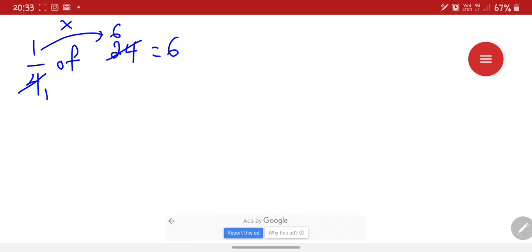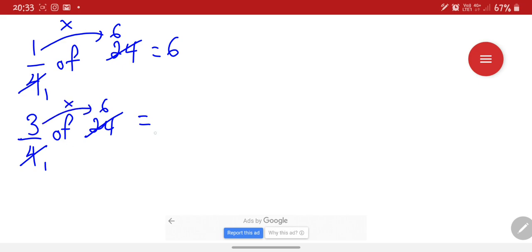Okay. And then continue. Let's say I have 3 out of 4 of 24. So 24 divided by 4, you get 1 here because 4 divided by 4 is 1. And 24 divided by 4 is 6. So then you multiply these numbers. So 3 times 6 is 18. Okay, 3 times 6 is 18.